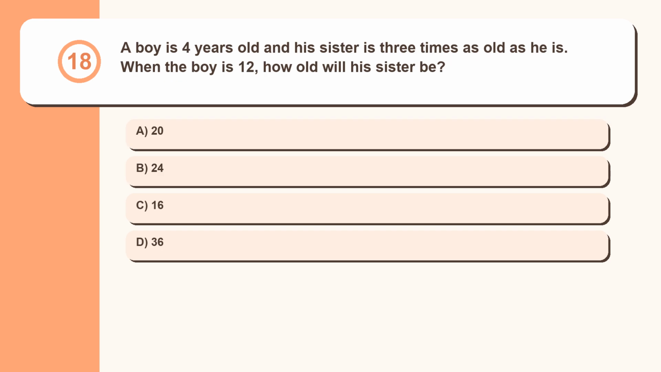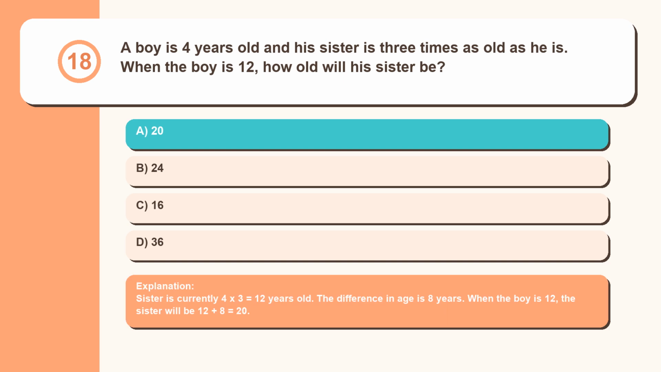Question 18. A boy is 4 years old and his sister is 3 times as old as he is. When the boy is 12, how old will his sister be? 20, 24, 16, 36. The sister is currently 4 x 3 equals 12 years old. The difference in age is 8 years. When the boy is 12, the sister will be 12 plus 8 equals 20.